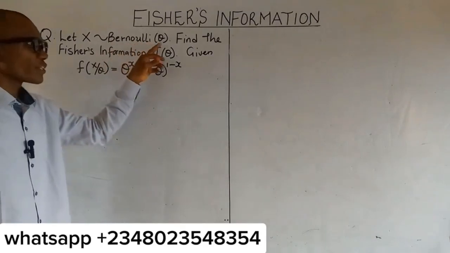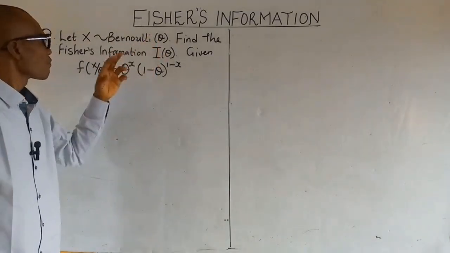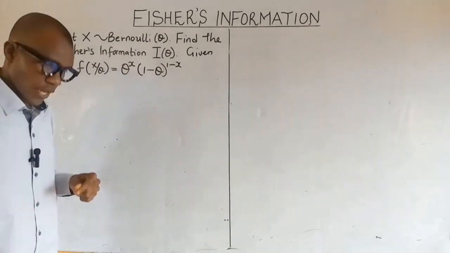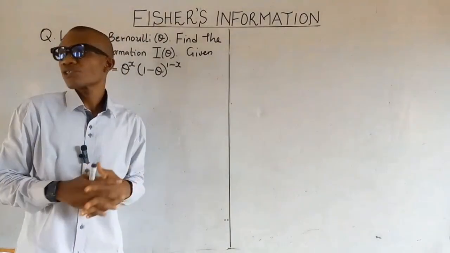Let X follow the Bernoulli distribution with parameter theta. Find the Fisher's information. So like we said, today we are talking about the Fisher's information.